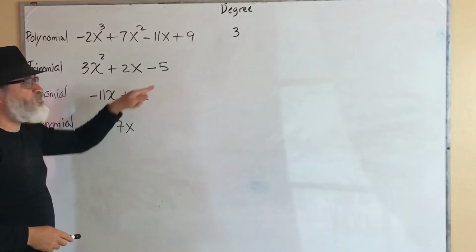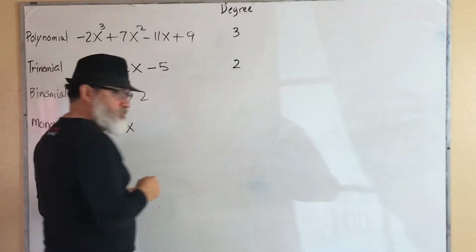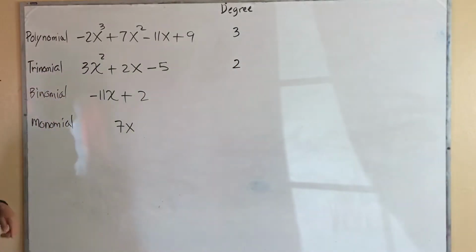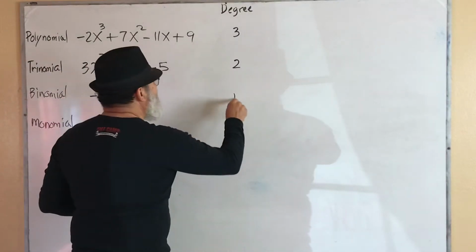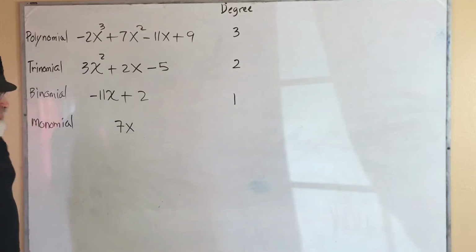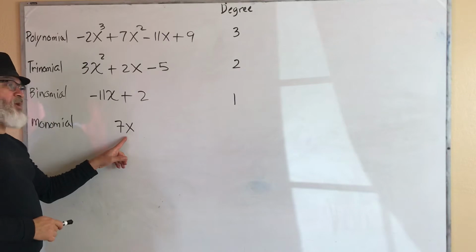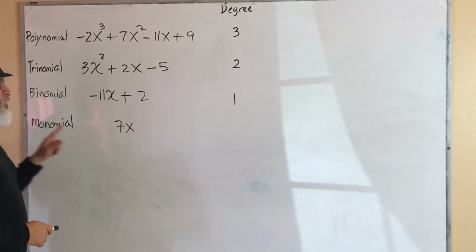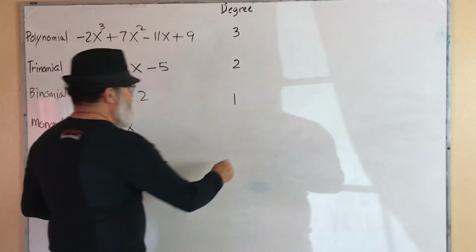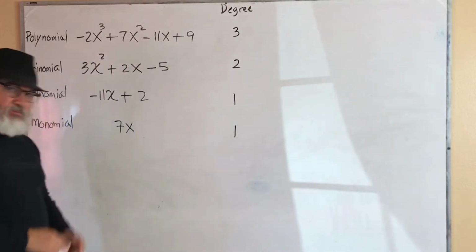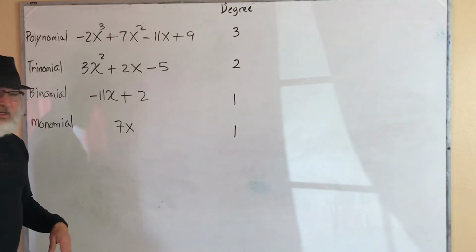The degree for this polynomial, the greatest power, is 2. The degree for this polynomial is 1. This is a polynomial, but specifically you may call it a monomial. But if you call it polynomial, it's fine. What's the degree? 1. So these are polynomials, okay?